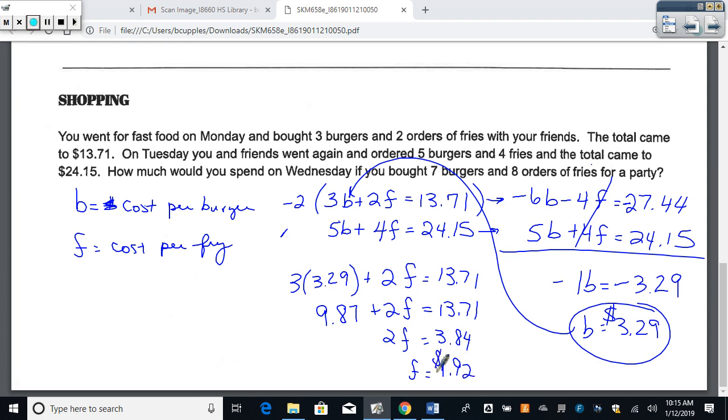Okay. Now, are we finished? The answer is no. We want to plug this back in. So to figure out the cost for the party, I'm going to do 7 burgers plus 8 fries. And if we work that out, the cost of the party is $38.39.